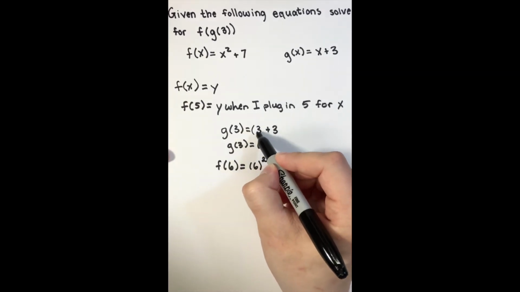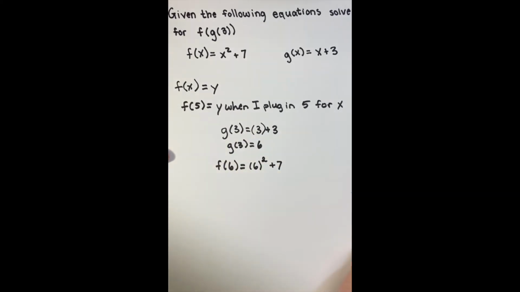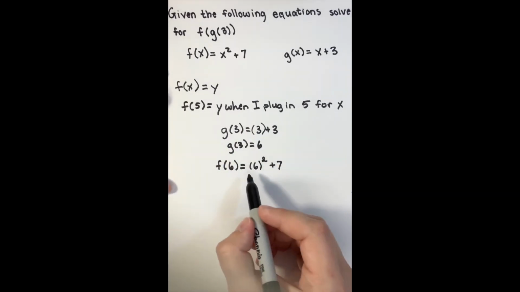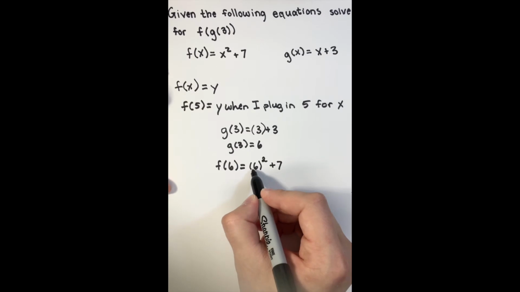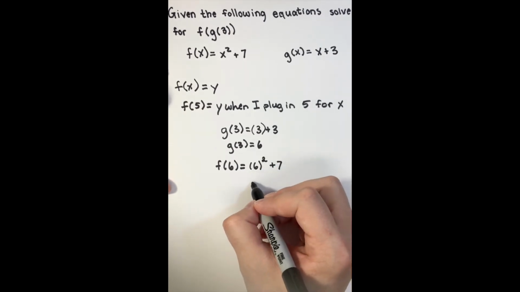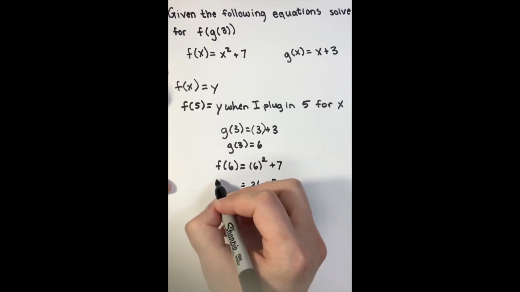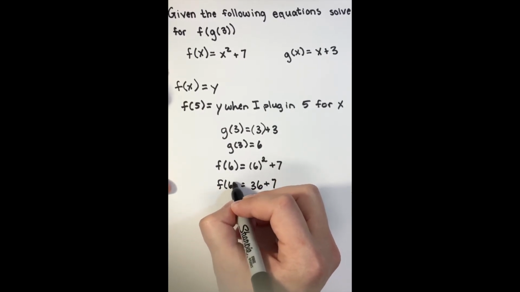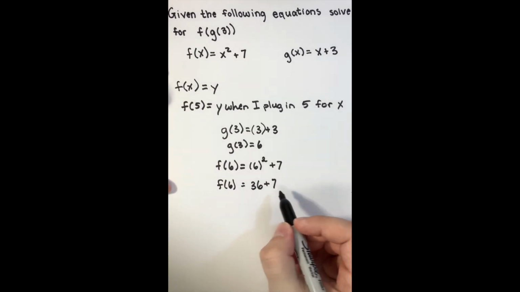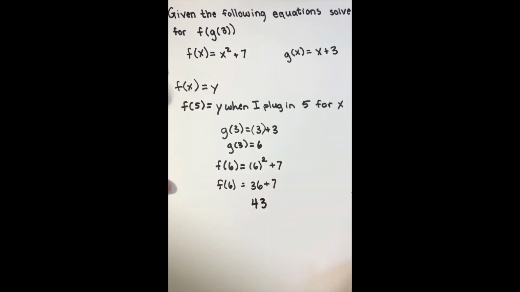Technically, when I'm adding here, I should have put this in parentheses simply because I was inserting it into the x. Okay, back down to this one. So I have 6 squared plus 7. So 6 squared, that's going to give me 36. And then 36 plus 7, that is going to give me 43.